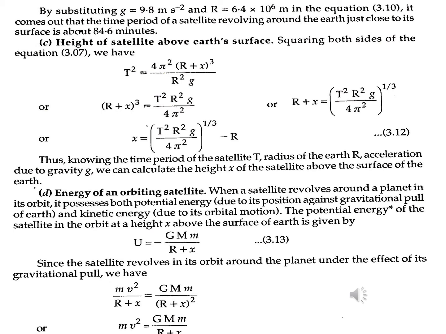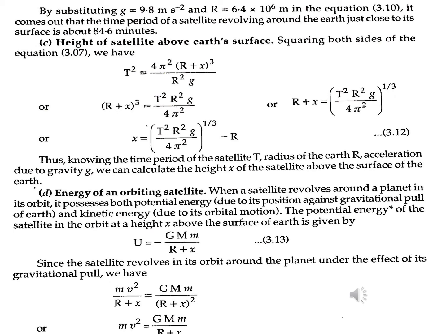Now, when any satellite moves around any planet, it has two types of energy: potential energy and kinetic energy. The gravitational force is the product of the mass of Earth and the mass of the satellite, divided by the distance square, GM small m upon (r plus x) the whole square, which is equal to the centripetal force, m v square upon r plus x.